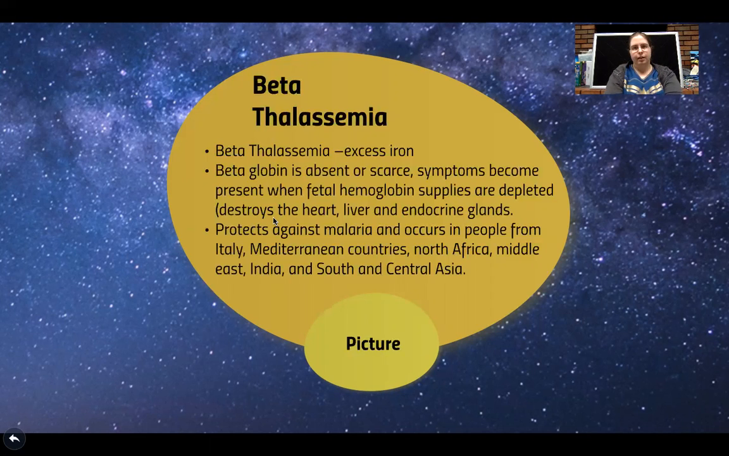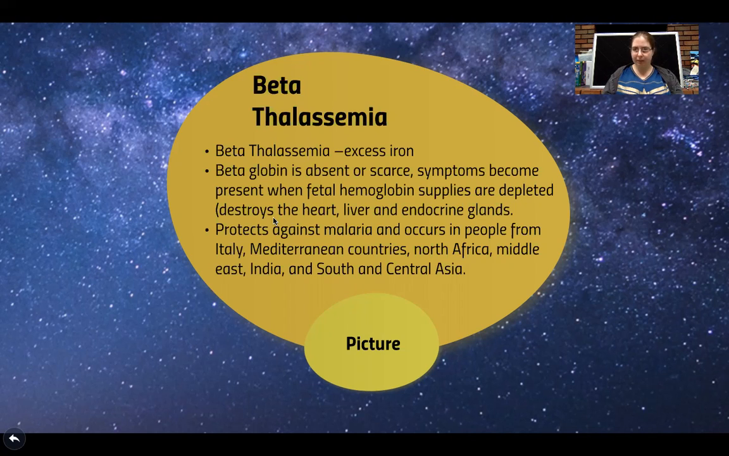All right, so the next beta-globin disorder is called beta thalassemia. What this does is it creates excess iron in the blood. The reason for this is that the beta-globin subunit is either absent altogether or it's very, very scarce. So there's not as much of it to make the red blood cells and the hemoglobin properly. So you either don't have the beta-globin, or there's just not much of it being made.